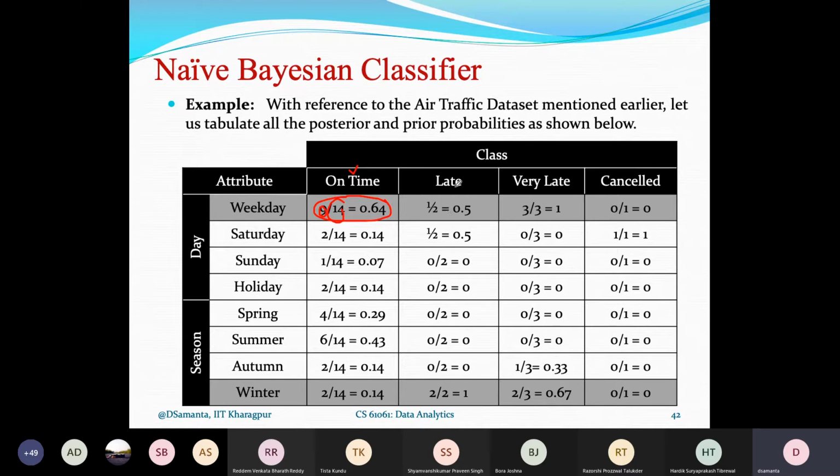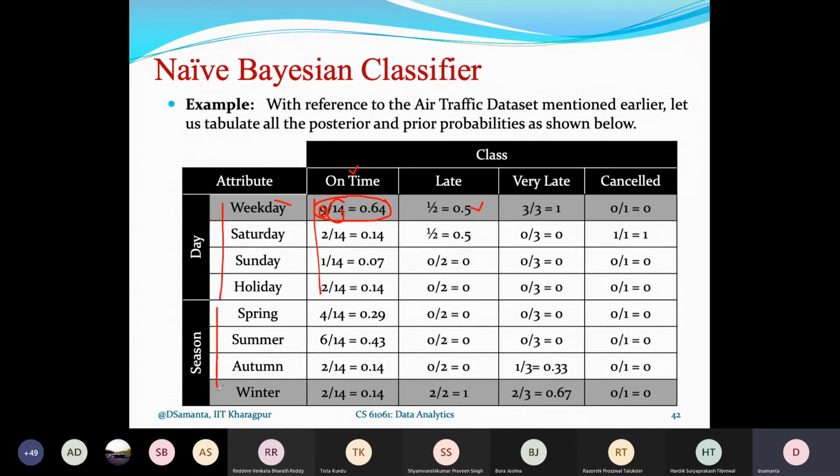Now the total number of records belonging to this class is 2, and out of these 2 records, the day attribute equals weekday in 1, so it is 0.5, and so on. So the posterior probability can be calculated for each attribute value. Here, the day has 4 attribute values, so 4 posterior probability values.